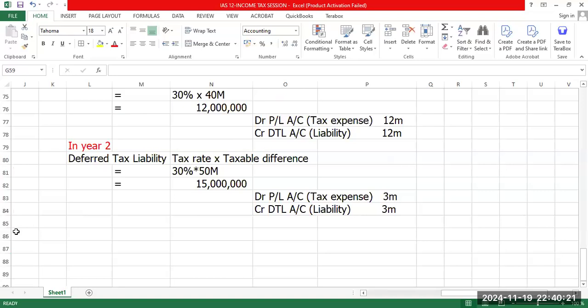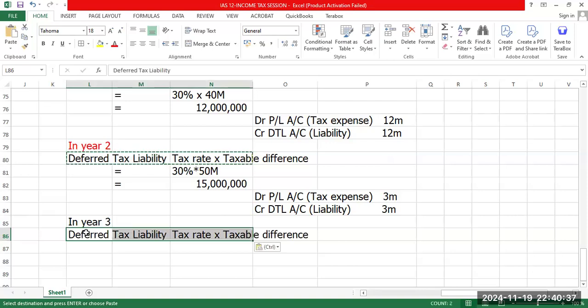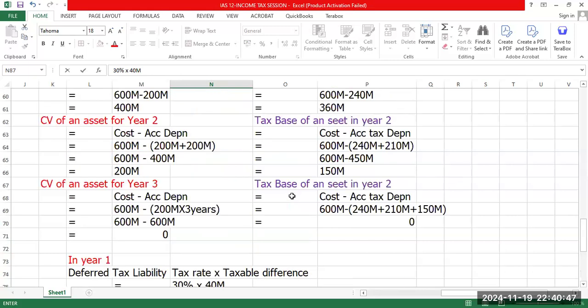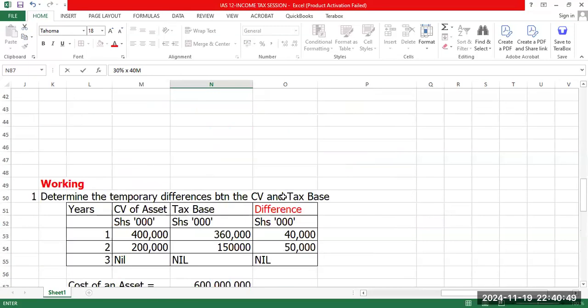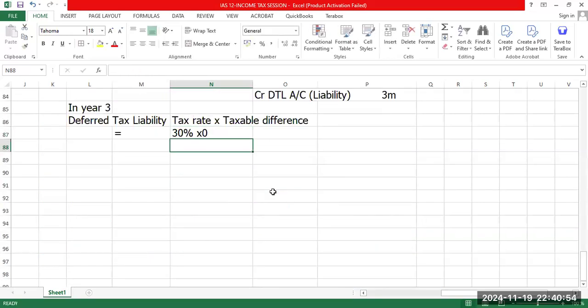Okay, then in year 3, the last one, do you have a deferred tax liability? Remember, it is rate 30% times. Do you have anything here in year 3? We don't have any difference, so it is 0. So times 0. So you will get here nil.